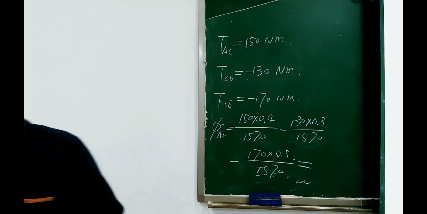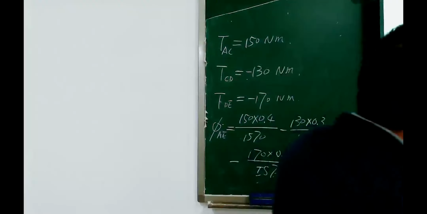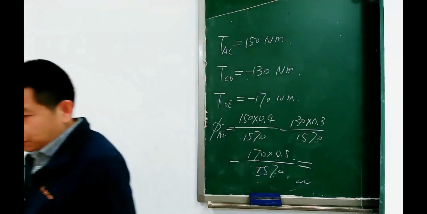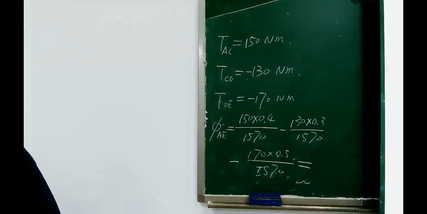Question 4. Okay. Question 4. The 20 millimeter diameter steel shaft is subject to torque. Determine the angle of twist of the end B. How much is G? G is 200 gigapascal maybe.